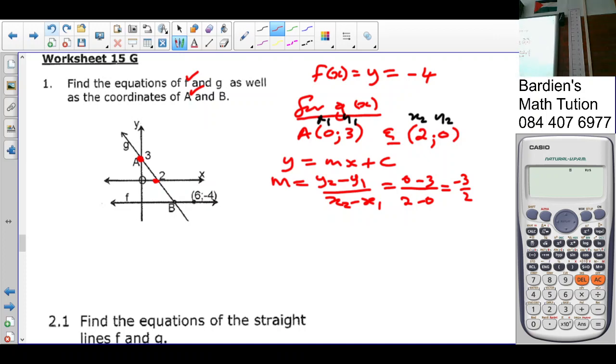Okay? Do we have the c value? What is the c value of g of x? What is the y-intercept? 3. Your c value is 3. Why is it 3? Because that's your y-intercept. So y is equal to negative 3 over 2x plus 3. So we got g of x.